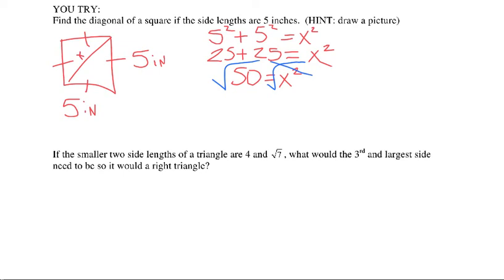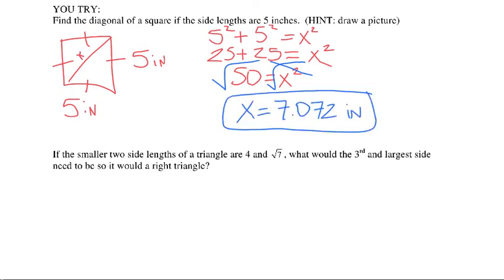So if you're given 2 sides in a triangle, so it's not the hypotenuse, but the 2 legs, so 4 and square root of 7, what would the third side need to be so that it would create a right triangle? So think of a right triangle needs to be equal, so when we do our a squared plus b squared equals c squared, it needs to be equal. So go ahead and solve for what the c value needs to be.